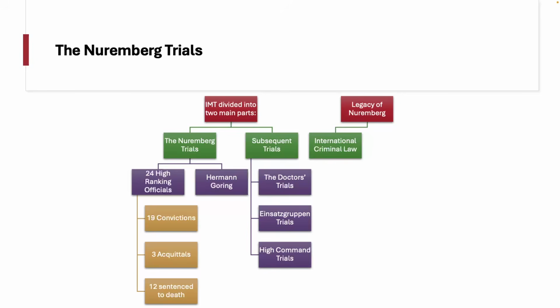But the legacy of Nuremberg is not necessarily a perfect one, because many almost immediately would critique the tribunals as being an example of victor's justice, i.e., a violation of the basic principles of the rule of law. The argument goes a little bit like this.